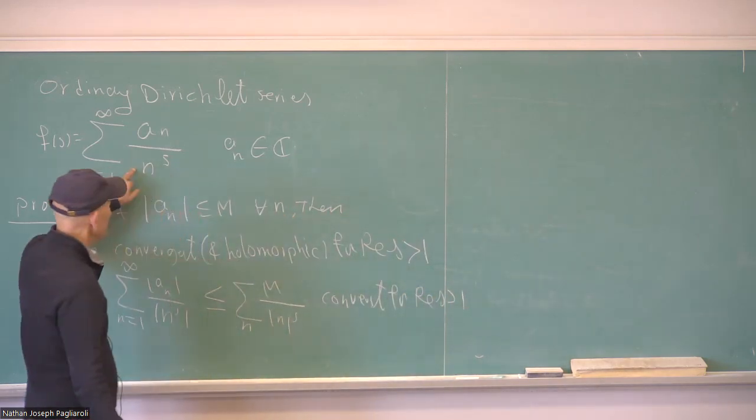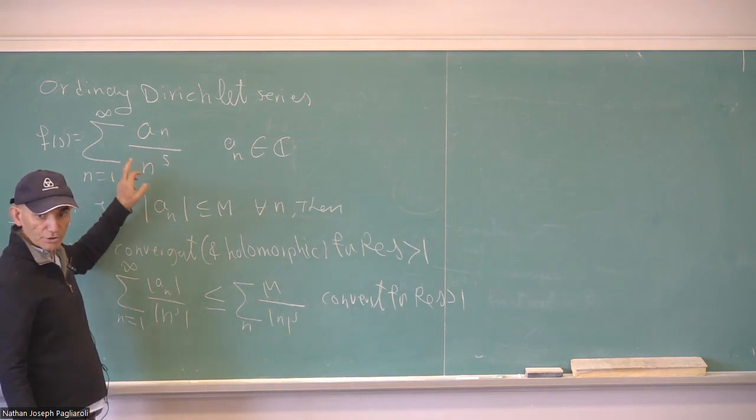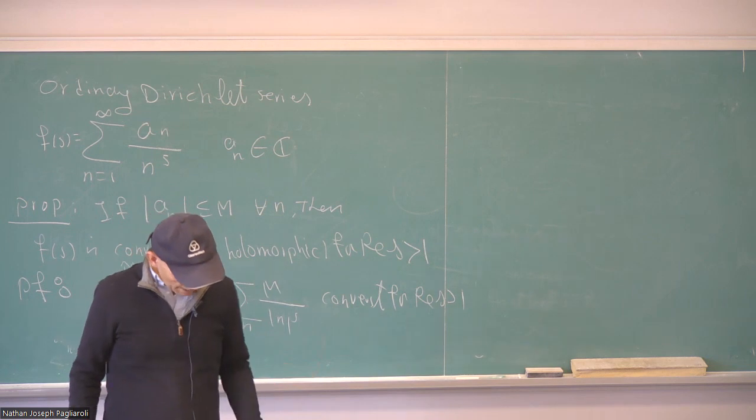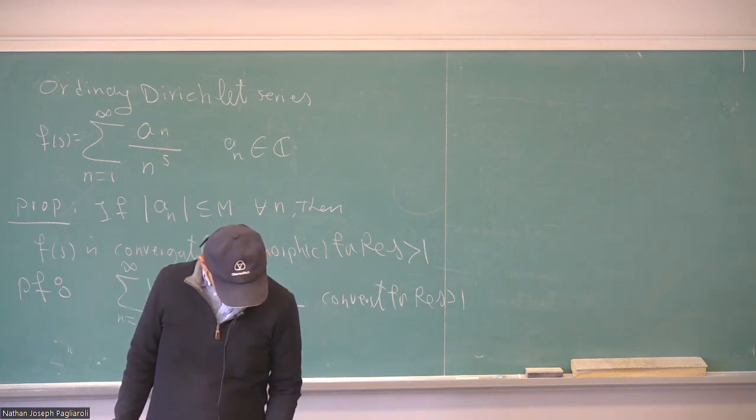So such a series that has this condition that the a_n are bounded is always at least holomorphic in real part of s bigger than 1.